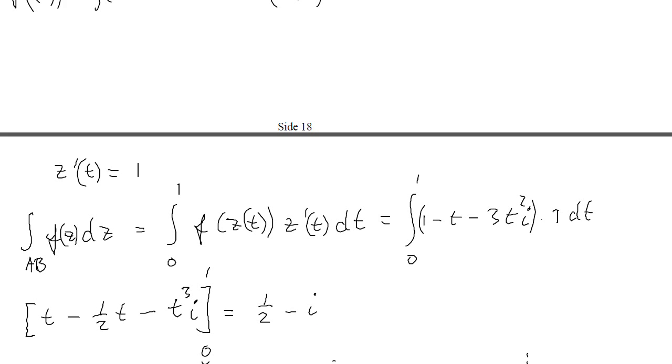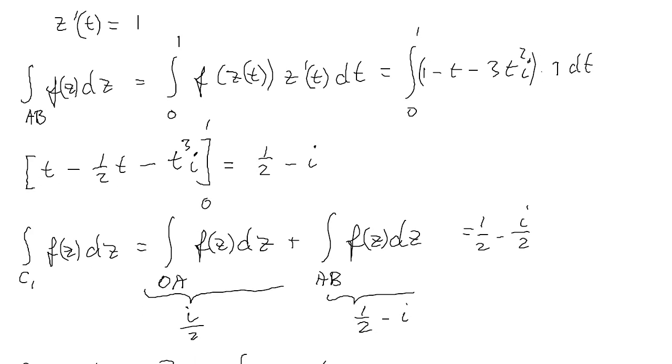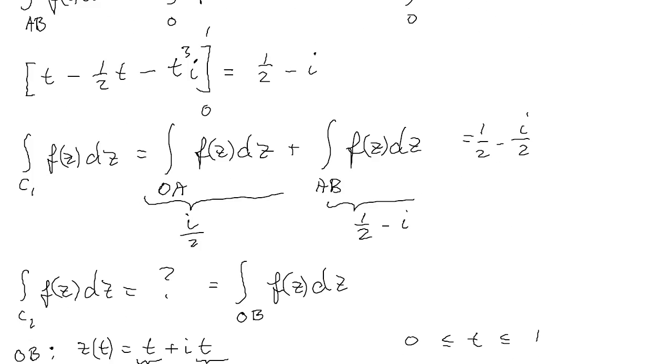So now we are able to find the integral over C1. It's the integral over OA plus the integral over AB. So both these integrals are computed, and we add them together and get the sum of it equal to half minus i over 2.